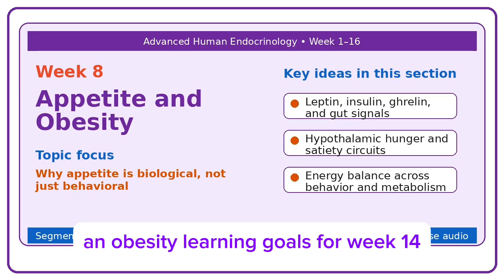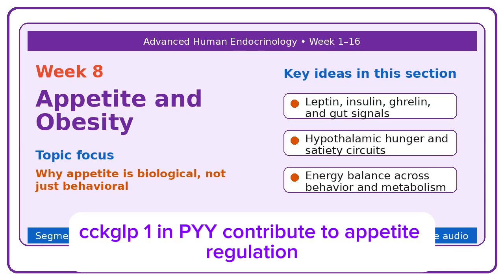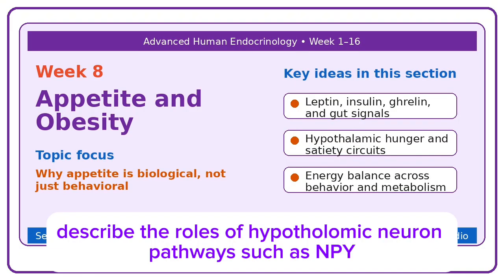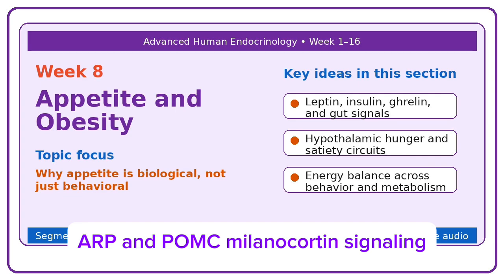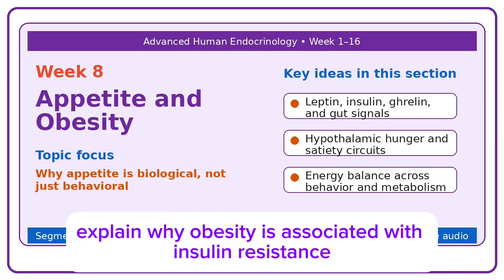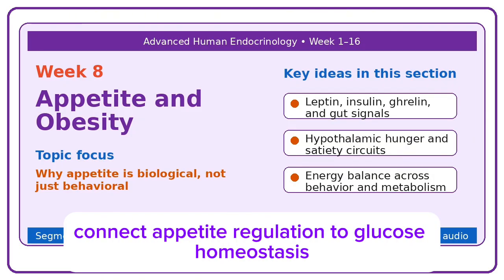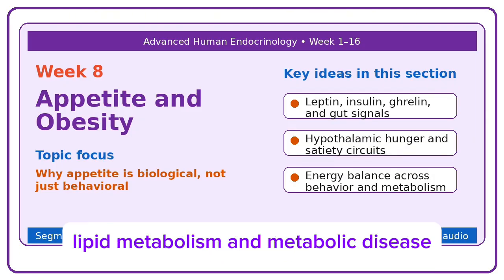Learning goals for week 14. Explain how insulin, leptin, ghrelin, CCK, GLP-1, and PYY contribute to appetite regulation. Describe the roles of hypothalamic neuron pathways, such as NPY-AgRP and POMC melanocortin signaling. Compare short-term meal signals with long-term adiposity signals. Explain why obesity is associated with insulin resistance, leptin resistance, and altered metabolic set points. Connect appetite regulation to glucose homeostasis, lipid metabolism, and metabolic disease.